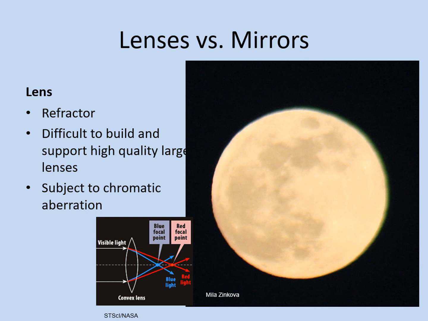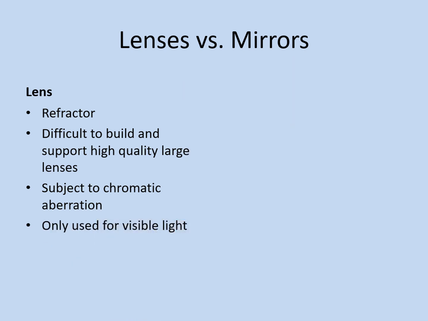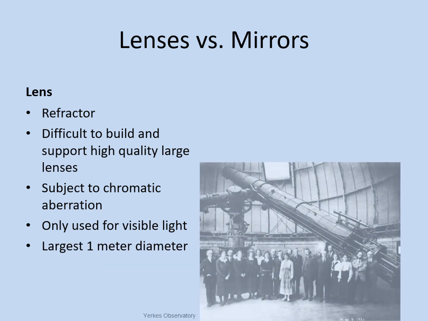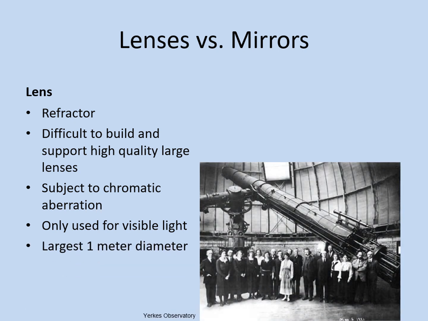Chromatic aberration can be corrected using 2 or more kinds of glass at once, but this makes the lens more complex to make and causes it to lose more light. The problem is less if the lenses aren't very curved, but then you need a telescope that is extremely long. The last problem is that lenses only work for visible light. The glass of the lens blocks other kinds of light, so it can't be used for observing outside of the visible spectrum. The largest refracting telescope was built over a century ago. It's the 1-meter Yerkes telescope in Wisconsin. In this picture, the primary lens is at the far end of that long tube.